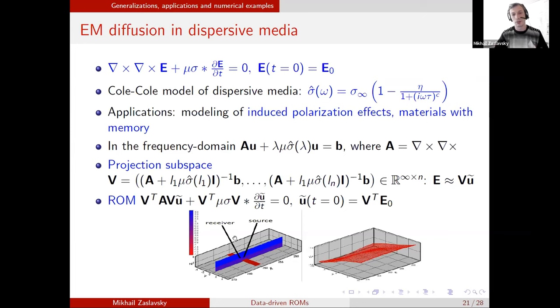In the example on the next slide, we consider marine acquisition. We have water and underwater layers and some reservoirs here. One source, one receiver. That's the bathymetry, the sea surface. This is the logarithm of conductivity contrast here.